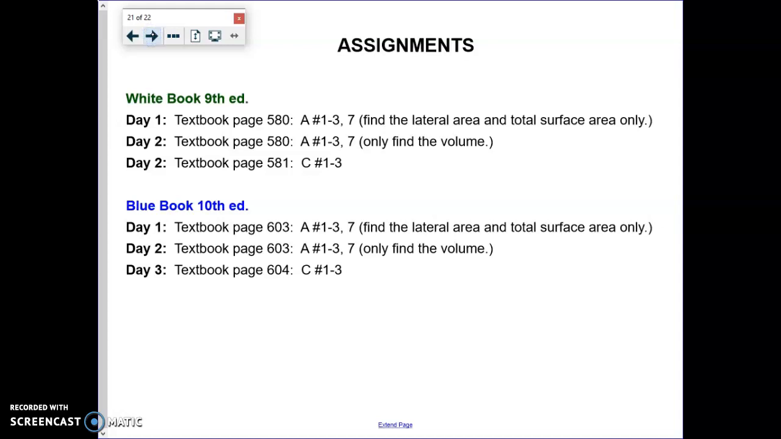And here's your assignment. Now, this will not be due till the end of next week. You can work on it at your own pace. I've got the white book and I've got the blue book. Also, I will have the blue book pages 603 and 604 online. So if you don't have your book or can't find your book, you can go ahead and use the pages I've copied off and put on Classroom for 603 and 604 of the blue book. I also have an answer key for these so you can see how you're doing.